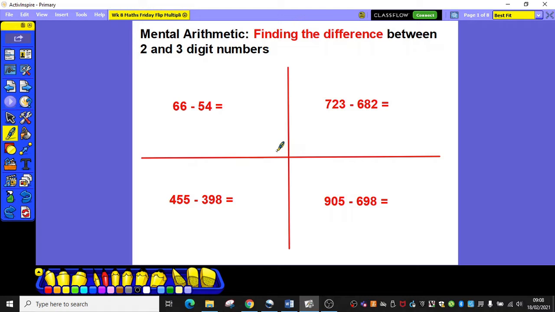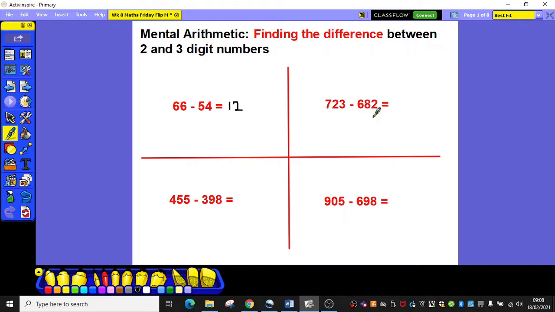So we've been using the method of counting up from the smaller number to the larger number if the numbers are fairly close together. So 66 subtract 54, I'm going to count up from 54. I'm going to add 6 in my head to get me to 60, add 6 more to get to 66, so the difference is 12. And again, using the inverse, if I add 54 to 10, I've got 64, add 2 more, I've made it to 66. So it's always good to be checking your calculations by using the inverse.